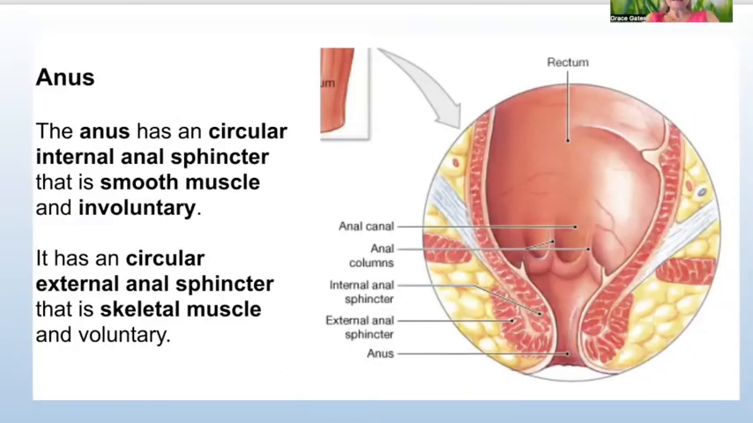The anus has a circular internal anal sphincter, and that sphincter is smooth muscle and involuntary, and then a circular external anal sphincter that is composed of skeletal muscle and is voluntary.